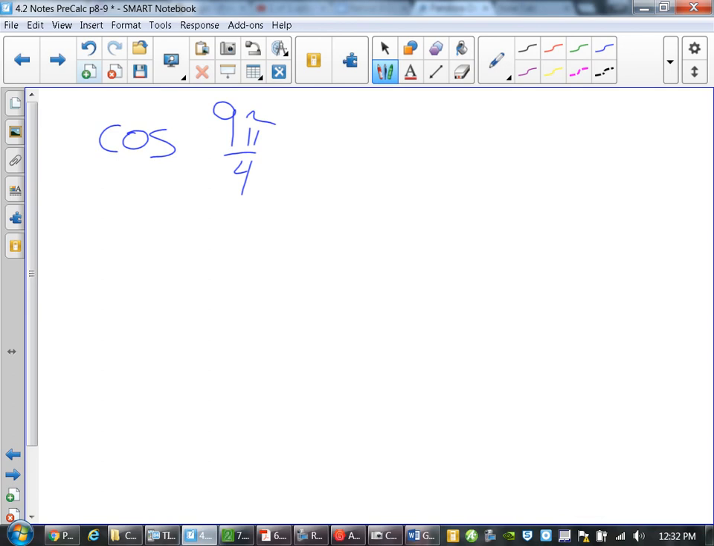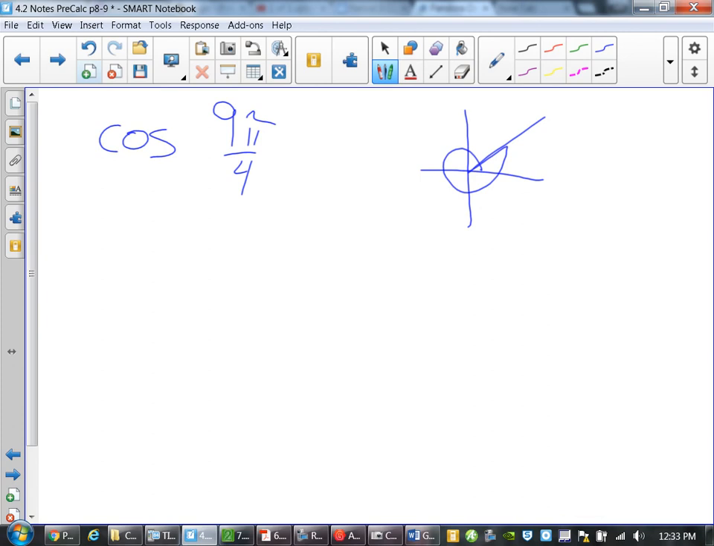Cosine of 9 pi over 4. We got 2 1/4 pi. This is gonna be a boring count. 1 little 2 1/4 pi. First quadrant. Yes. What's cosine of pi over 4 in the first quadrant? 45.